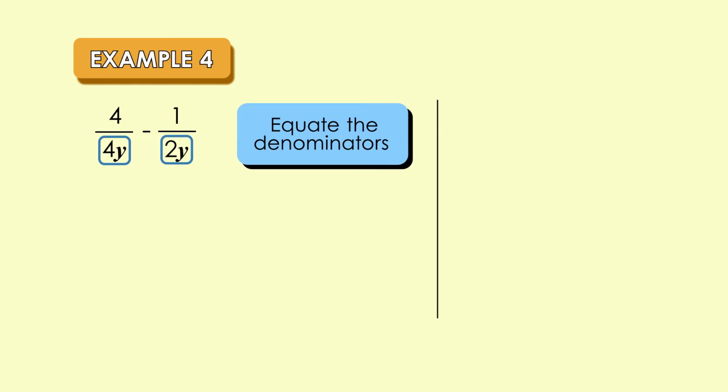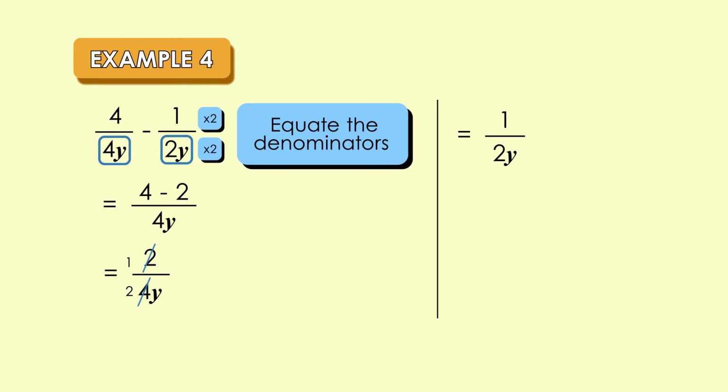The denominator multiplied by 2, the numerator also multiplied by 2. Hence, we will obtain an equal denominator, which is 4y. Subtract the numerators, 4 minus 2. Here, we will get 2 over 4y. We can simplify this fraction. The final answer is 1 over 2y. Remember, boys and girls, we have to identify the denominator of each fraction before adding or subtracting algebraic fractions.